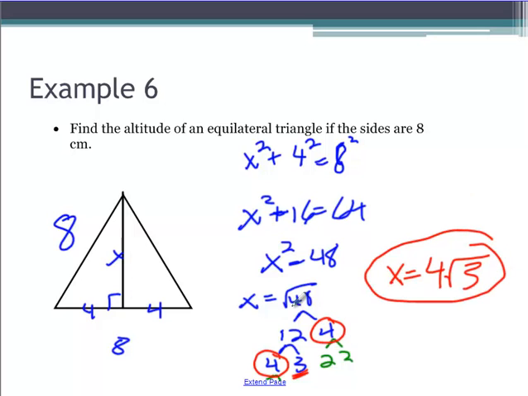We're going to practice in class simplifying radicals, so if that's not something you're comfortable with, be sure you're asking a question.